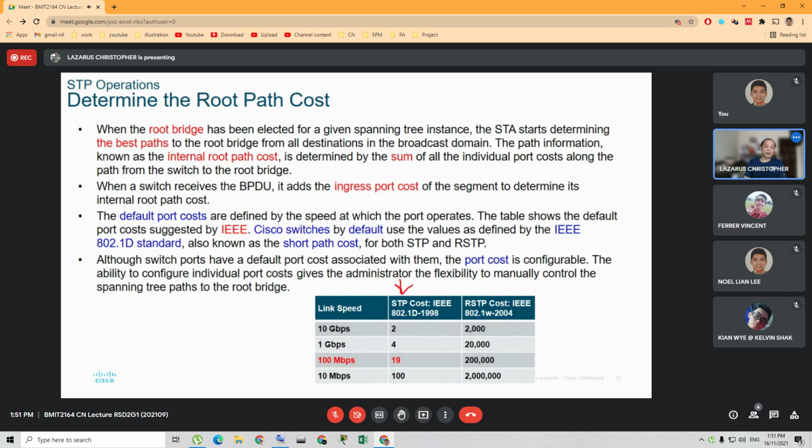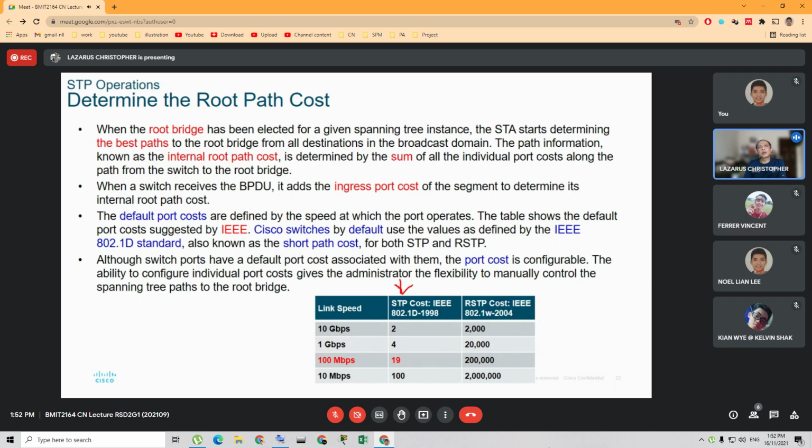Now, on the switch, the cost is configurable, right? The ability to configure individual port costs gives the admin flexibility. So that means this cost, although it's the default, and the default follows the IEEE standard, as an admin you have the choice to come into the switch and manipulate that value, right? So basically, you can bias certain values so that the calculation of the path cost will favor the path that the network administrator wants to have. This is a way for you to influence the calculation of the path cost, right?